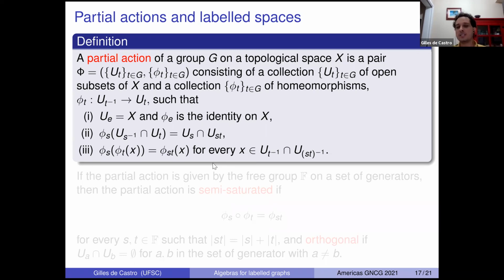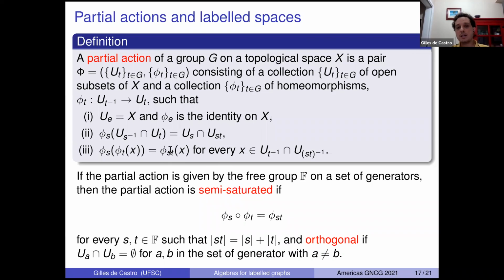And if you look at this in the sense of functions being graphs, this is just basically saying that the composition is contained in phi of ST. And we are going to be only looking at the partial action of the free group. When we look at the free group, we are interested in partial actions where we actually have this equality whenever the length of ST is the length of S plus the length of T. So when this happens, we have a semi-saturated partial action.